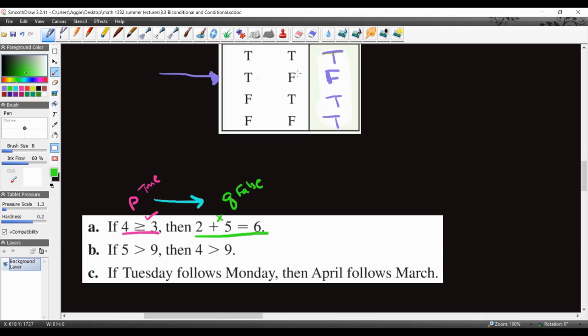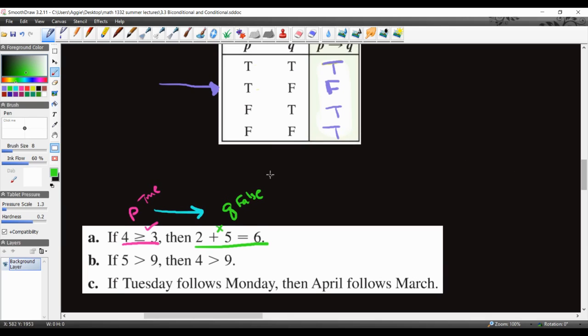So according to our chart up here, when we have a true and a false, that would be this one, true and a false. This would be false. So this one is a false statement. See how it kind of works? Moving on to the next one.